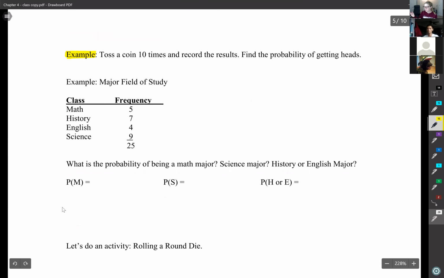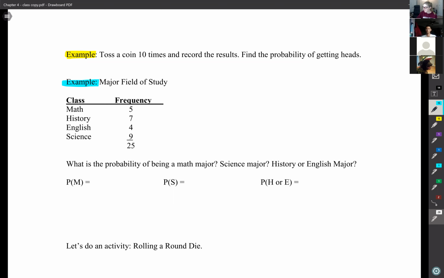Okay, so let's do this example here. We're given this frequency distribution on major field of study. For math, we have the frequency of 5, so maybe we have 5 math majors. For history, we have 7. For English, we have 4. And for science, we have 9. That's a total of 25. So we know 25 people and where they lie in terms of their major.